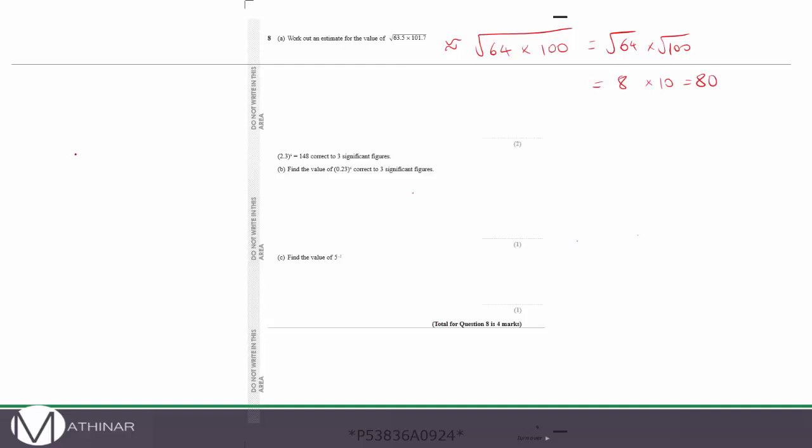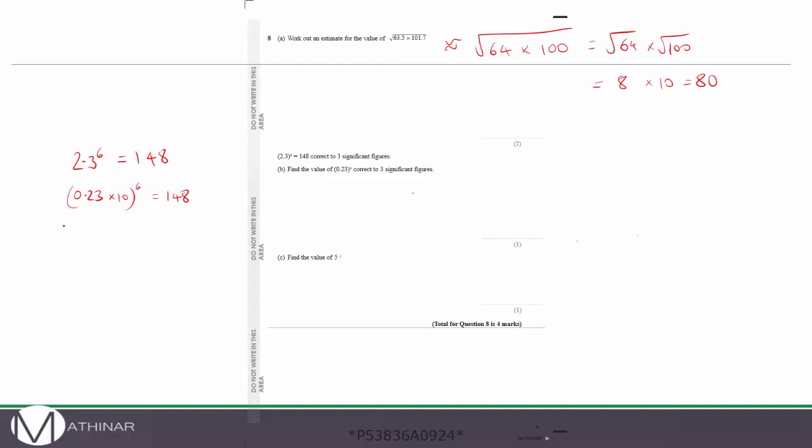So part B of the question tells us that 2.3 to the power of 6 is approximately equal to 148, correct to 3 significant figures. Now this question is asking us about 0.23 to the power of 6 to 3 significant figures. Now the connection you need to make here is that 2.3 is 0.23 multiplied by 10. Okay, now 0.23 times 10 is 2.3. So this to the power of 6 is equal to 148.